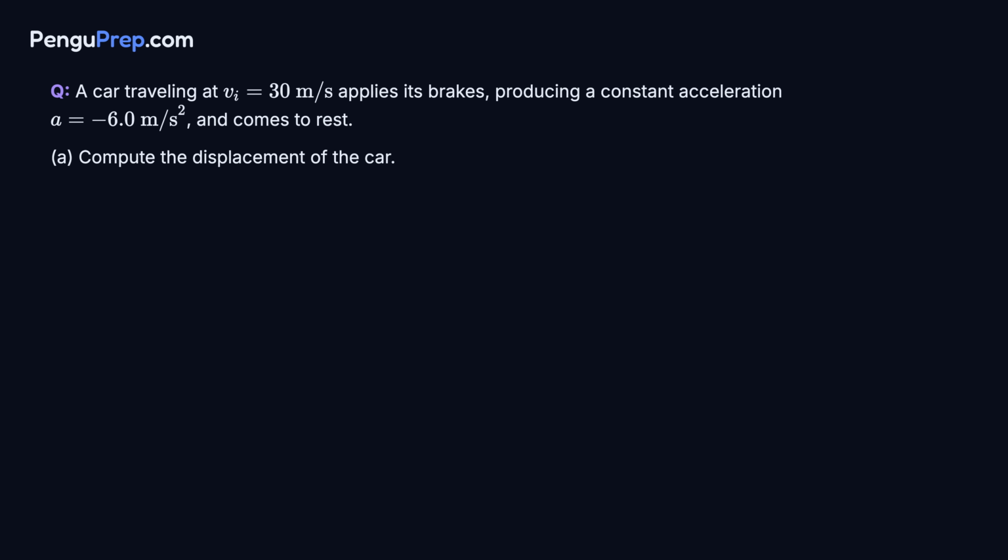Now let's apply the strategy. First, write the variables you know. We know that the car starts at an initial velocity of 30 meters per second. We know that it comes to rest, so the final velocity is 0 meters per second. The acceleration is negative 6 meters per second squared.